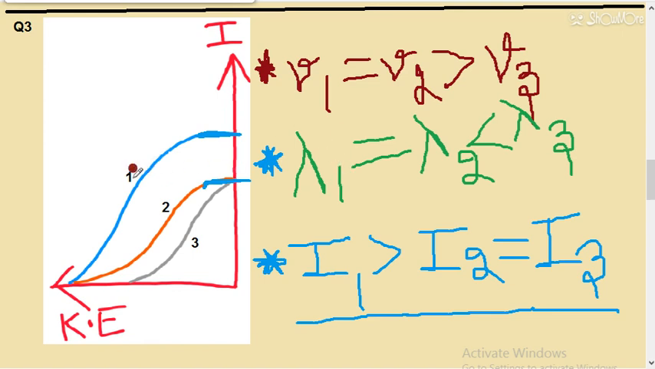For kinetic energy, the first frequency is maximum, so frequency 1 is equal to frequency 2, greater than frequency 3, because the kinetic energy for the third radiation is less. Now we have to see the wavelength. Wavelength 1 is equal to wavelength 2, because these two have the same kinetic energy. Lambda 3 has less kinetic energy, so it will have more wavelength.